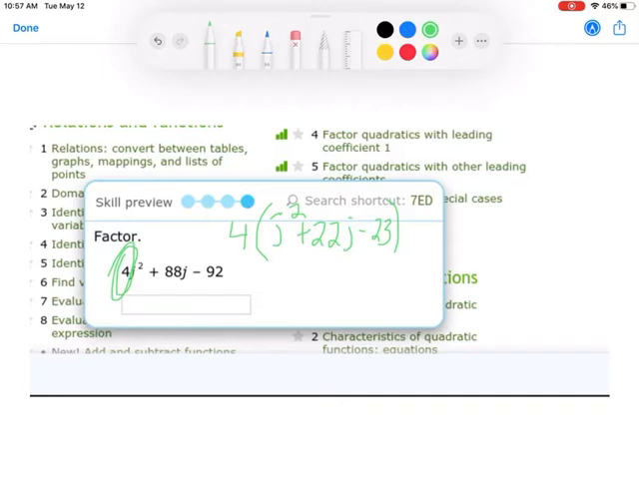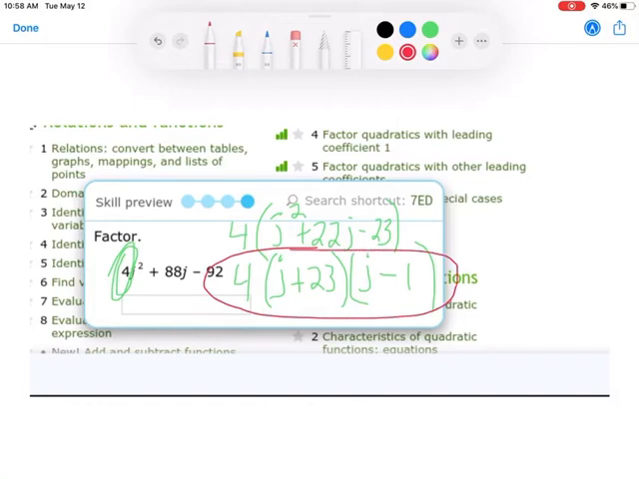And look at that. Now I can factor that. What multiplies to negative 23, but also adds to 22? Obviously, that is going to be 23 and 1. So positive 23 and negative 1. So my 4 stays on the outside. You found those two numbers that multiply to the c value, but also add to the b value. So negative 23 is 23 times 1. So it's going to be j plus 23 and j minus 1. And that right there is going to be your answer.